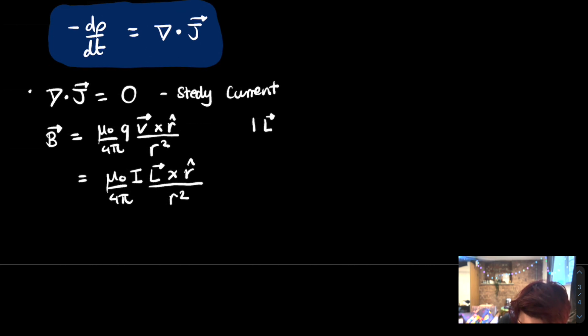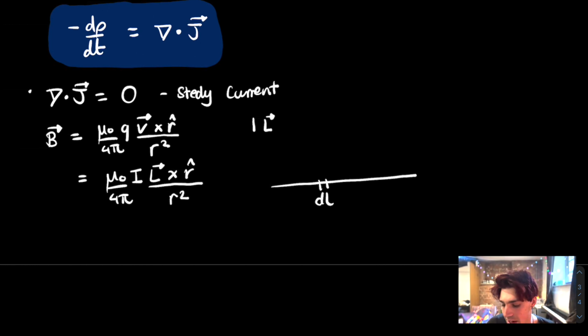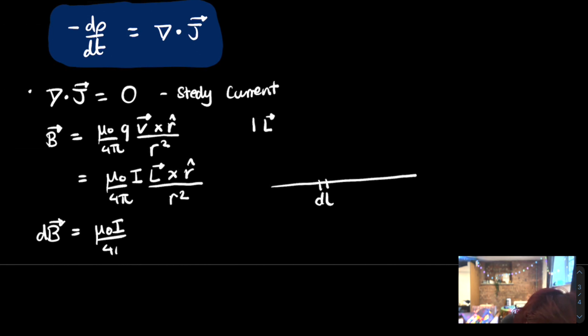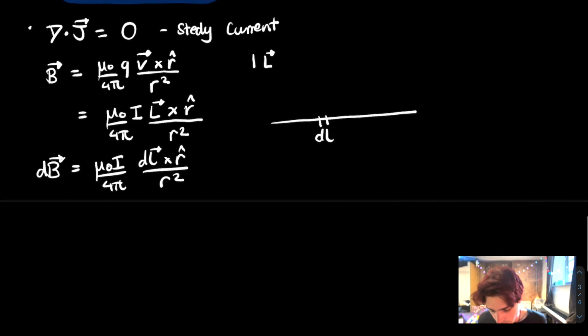Now, if we take a really, really short section of wire that's carrying a constant current, and we're going to call this dl right here, an infinitesimally small change in our length, then we're going to result in an infinitesimal magnetic field, dB right here, which is essentially just going to be the same. You're going to get all this stuff out the front, except we're now just going to get dl cross r hat divided by r squared right here. But we can go further.